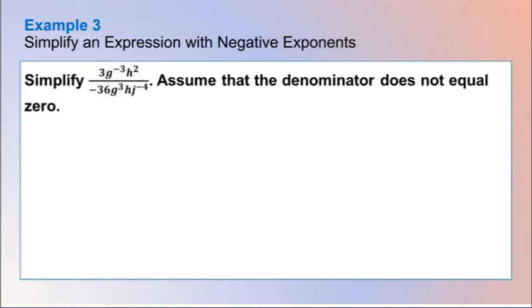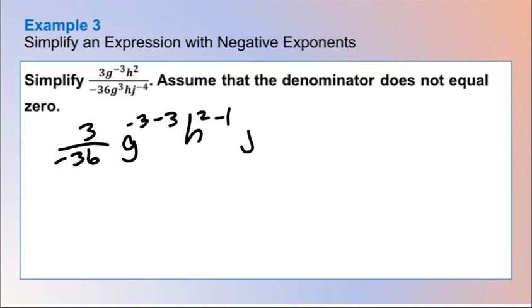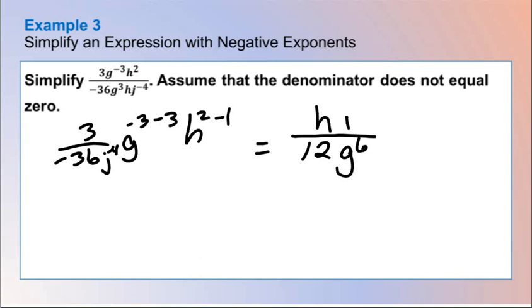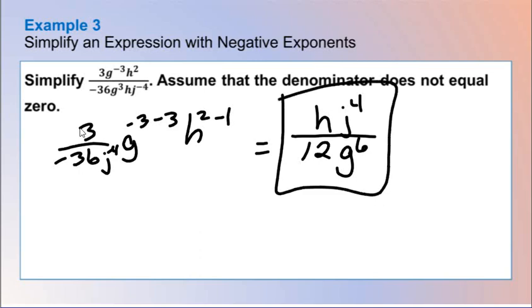Another example, we have 3 and -36 we need to simplify. This would be g to the -3 minus 3, h squared minus 1, and then j to the -4th is on the bottom. So I'm going to put j to the -4th here. When I simplify it, 3 divided by -36, we would have 12 on the bottom. -3 minus 3 is -6, so a g to the 6th has to be on the bottom to make it positive. I would have h on the top, and then j to the 4th as a positive exponent there. So our answer is h j to the 4th divided by 12 g to the 6th.